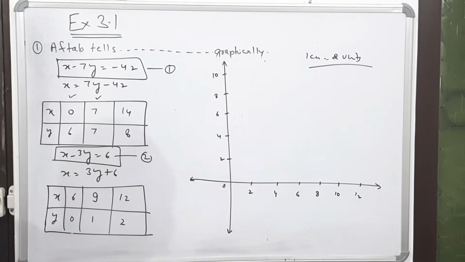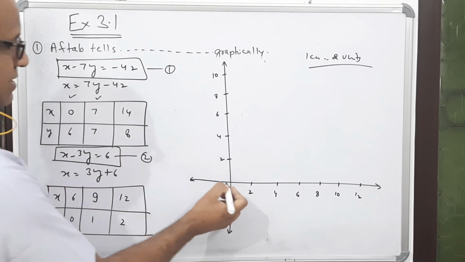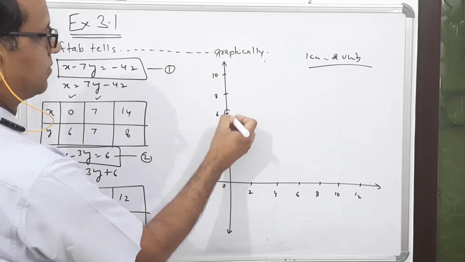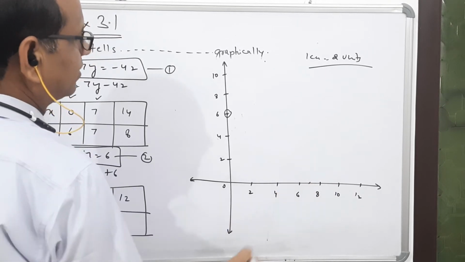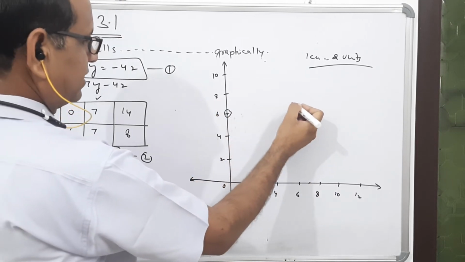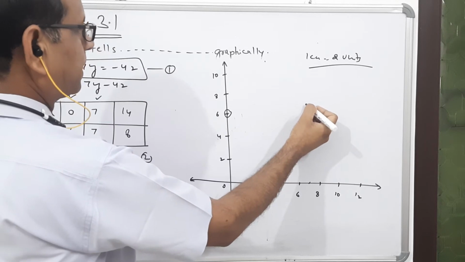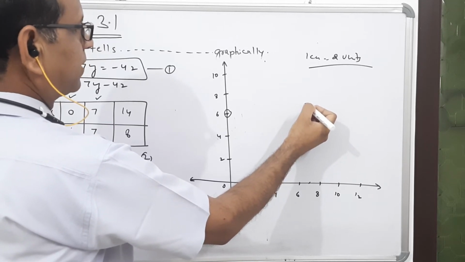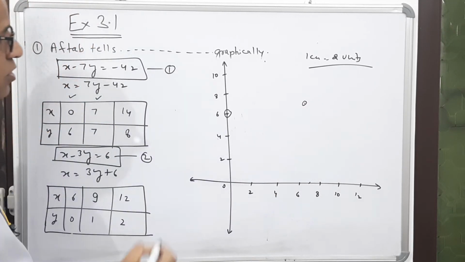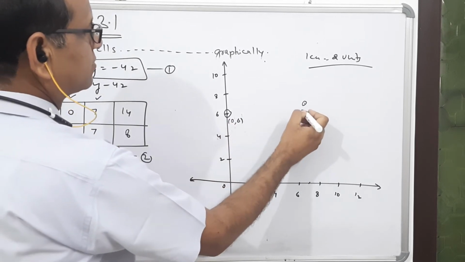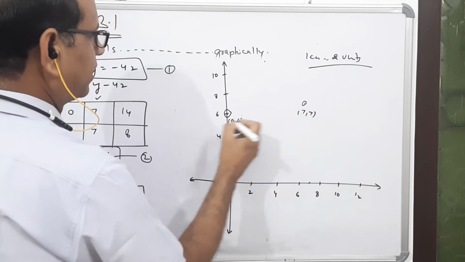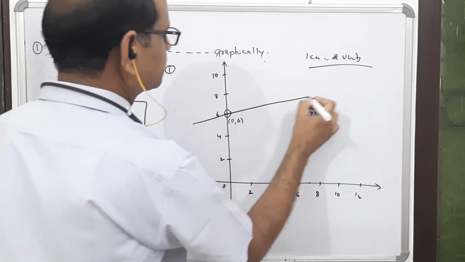Now you see, dear students, 0 and 6. So 0 and 6 will be the first point. Then 7 and 7. Here it is 7, and on this side it is 7 here. When you draw this on the graph paper, you will get the exact value. So here it is 0 and 6, and this is 7 and 7, and now you join these points with the help of a scale.